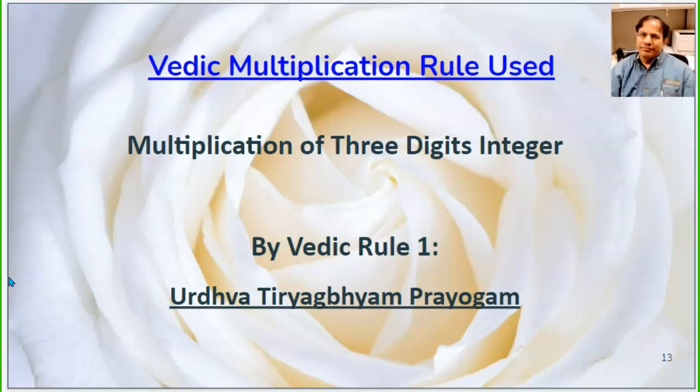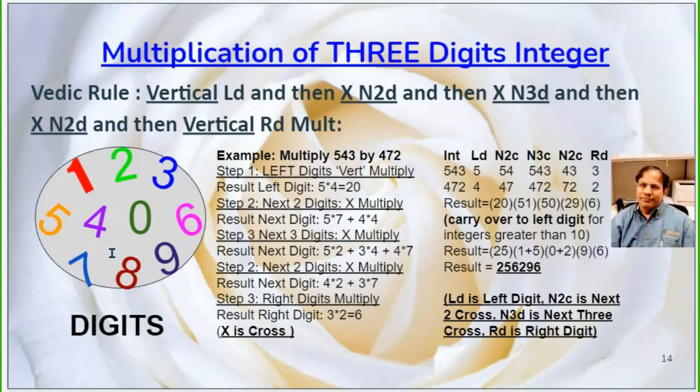Now, if you use the Vedic rule, and the Vedic rule states as Urdhva Tiryag Vyam Prayogam. Urdhva means vertically, Tiryag Vyam means crosswise, Prayogam means method. So we use the Vedic rule now and explain this type of multiplication on 3 digits. Of course, we use some notation so that I can simplify this on the slide.